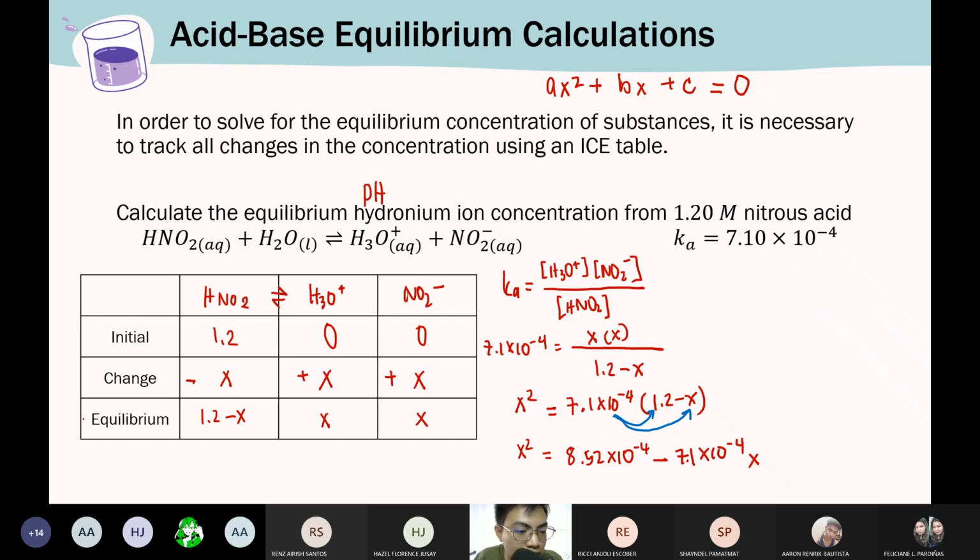So, lipat ko na lang both sides on the left. Okay? So, as you transpose them to the other side, yung sign nila magbabaliktad. Right? So, be careful, ha? So, ano na? So, you have your x square plus 7.1 times 10 raised to negative 4 minus 8.52 times 10 negative 4 equal 0.